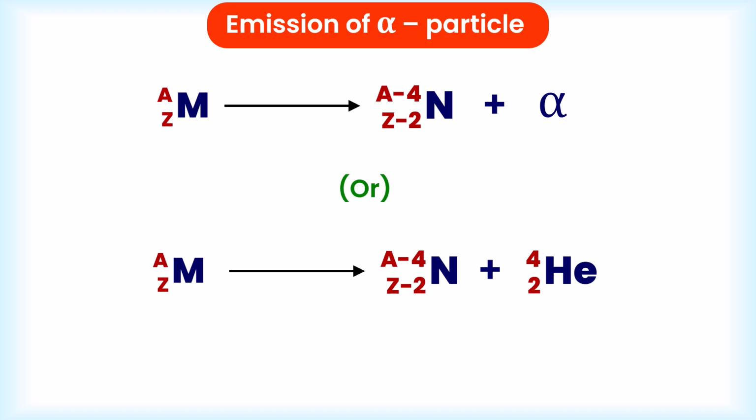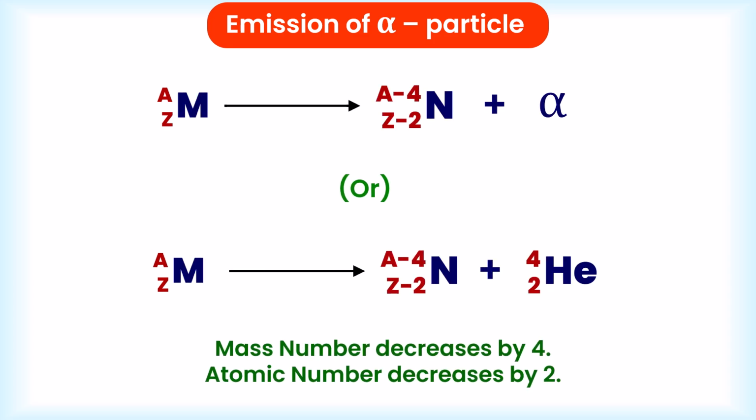Now let us see what happens when an alpha particle is emitted by a nuclide. When a nuclide emits an alpha particle, the mass number of the resulting nuclide decreases by 4 and the atomic number decreases by 2. For example, as shown on the screen, when a nuclide M with mass number A and atomic number Z emits an alpha particle, the resulting nuclide N will have a mass number of A minus 4 and an atomic number of Z minus 2.